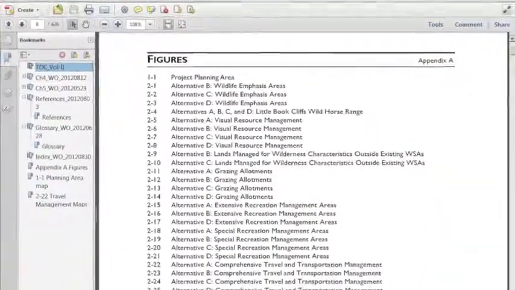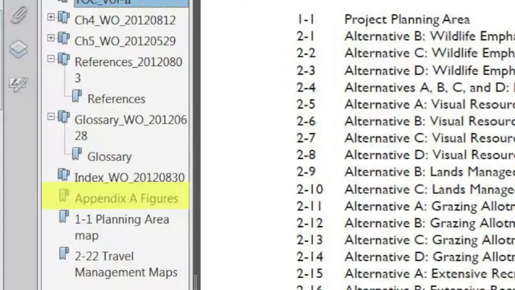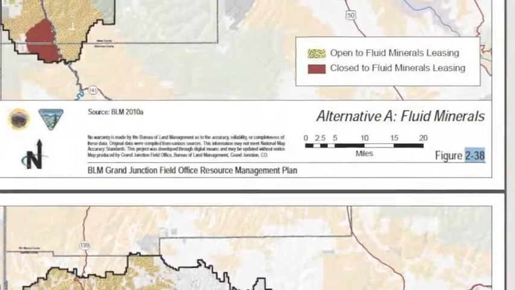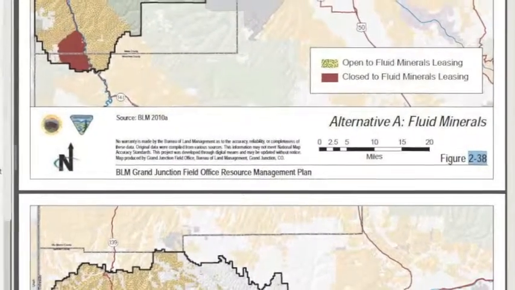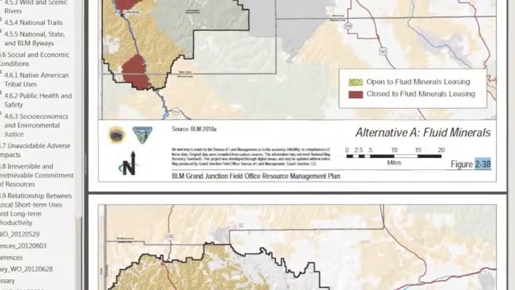Open the Volume 2 PDF document. Click on the bookmark titled Appendix A, Figures. Click the bookmark titled Fluid Minerals Maps, starting with Figure 2-38. There will be one map for each alternative.